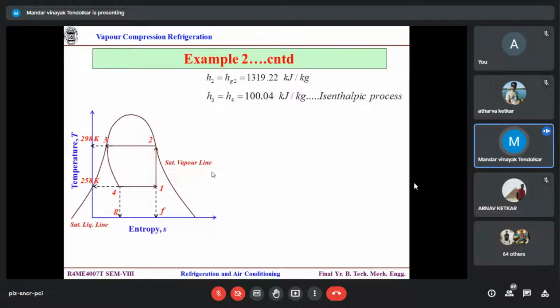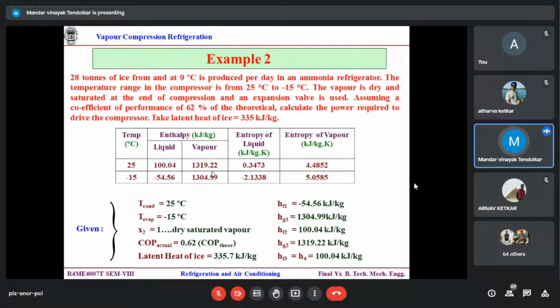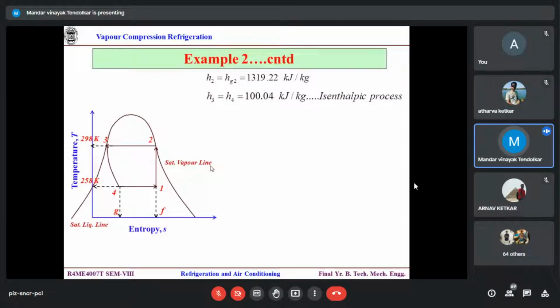Now I will write down H3 is equal to H4, that is the liquid part. So here, the liquid at 25. Correct? Sorry, Hf2 is the same as Hf3 because it is a constant pressure condenser heat rejection. Correct? So that is 100. That is taken over here.